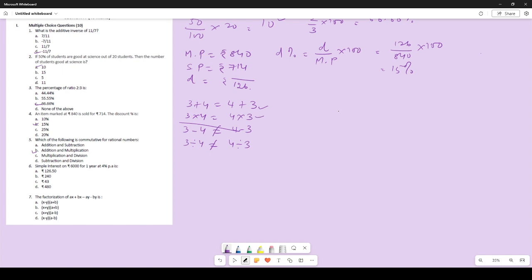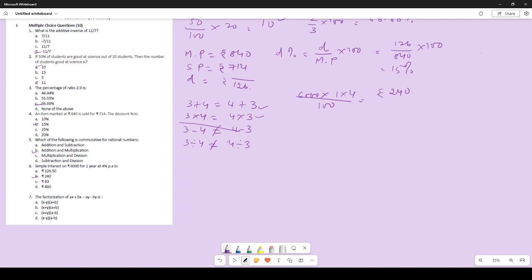Simple interest on 6,000 for 1 year at 4% per annum. So we use this simple formula, P into T into R by 100, that makes it rupees 240. So B option will be your correct answer.